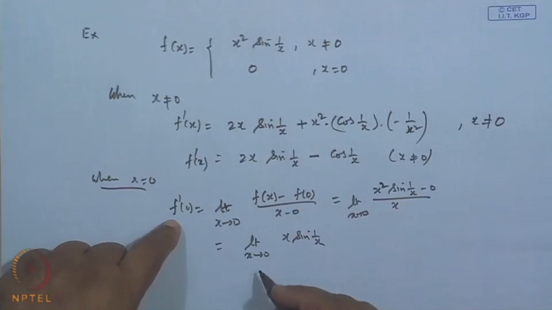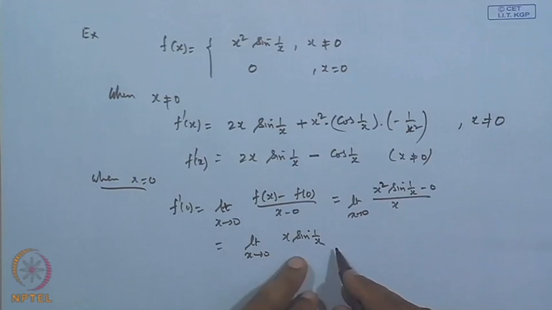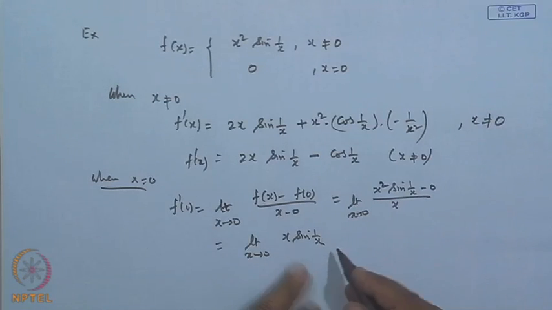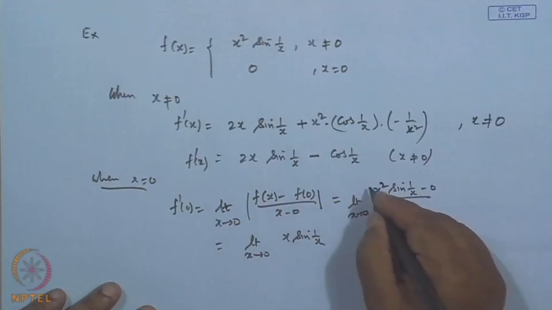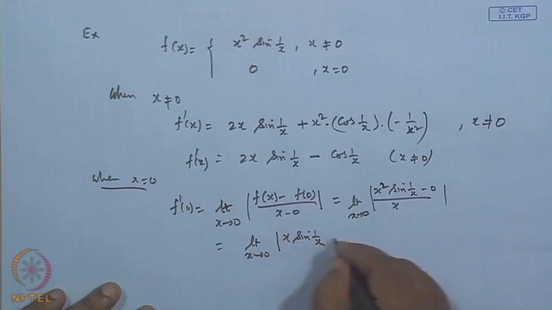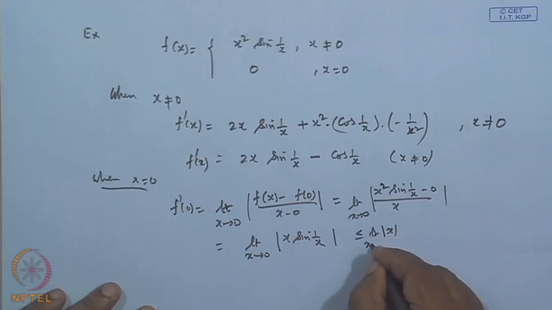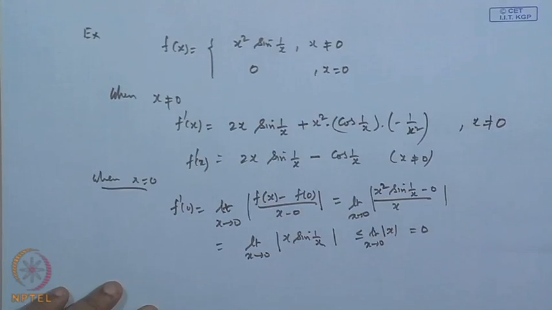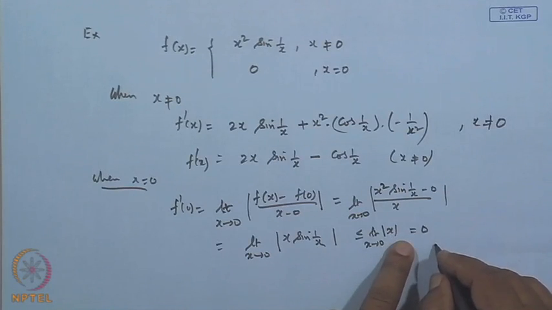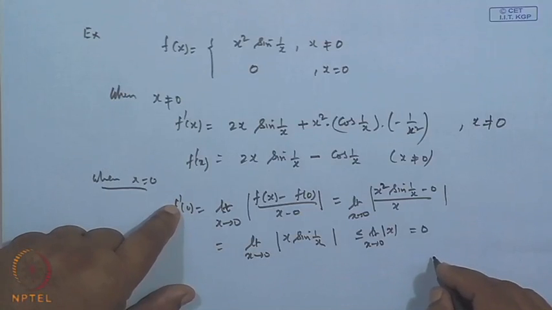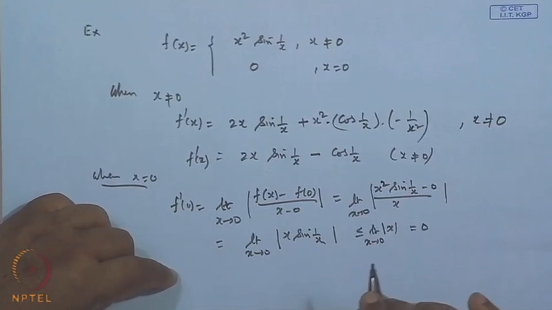Now, the term x sin 1 by x is always dominated by mod x. So, when you take the mod of this, it is less than or equal to mod of x, and the limit as x tends to 0 will always come out to be 0. Okay. This limit comes out to be 0. Therefore, the limit exists and the derivative at the point 0 will be 0. Okay.